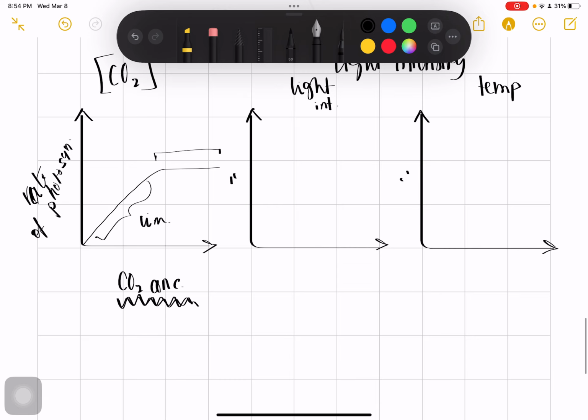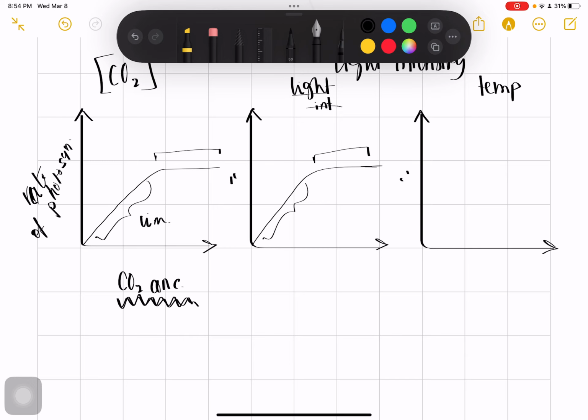Same exact graph applies for light intensity, for the same reasons exactly. However, in light intensity, it's not the Rubisco enzyme that is going to be fixing the carbons. It's going to be the pigments that are trying to absorb all the light. As the pigments are all satiated and satisfied, they won't be able to acquire any new light. Therefore, the graph will plateau. And here it's also a limiting factor.